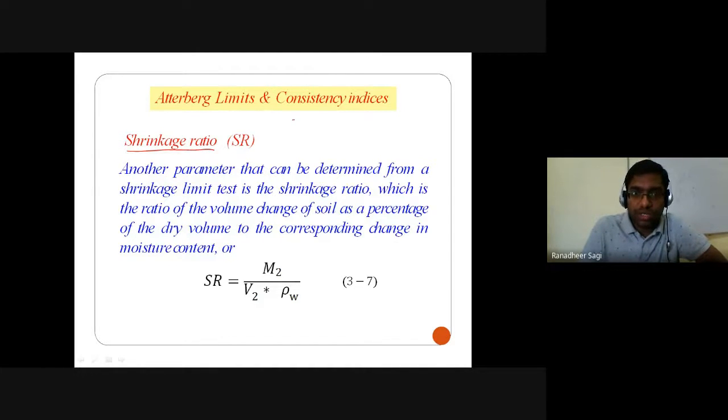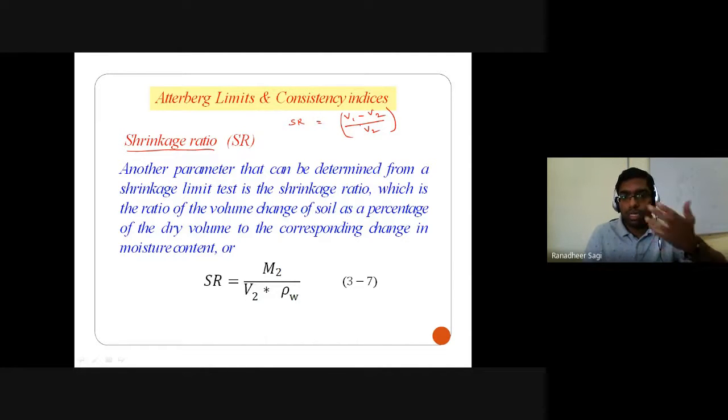So your shrinkage ratio, let me write it here. It is defined as the ratio of volume change in your soil. What is the volume change in your soil when you are carrying out your shrinkage limit test? V1 minus V2 as a percentage of your dry volume of the soil. Now, percentage of dry volume in the sense, in the denominator I should be substituting the dry volume of the soil. It means when the soil sample is dry, what is the volume? That's nothing but V2. Okay, it's defined as the ratio of volume change of the soil as a percentage of your dry volume. Percentage means into 100, and further is the expression for the corresponding change in moisture content.